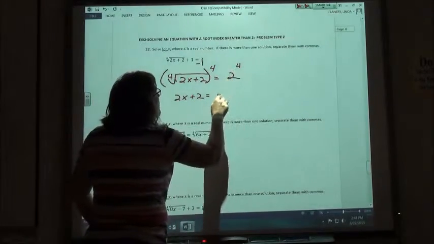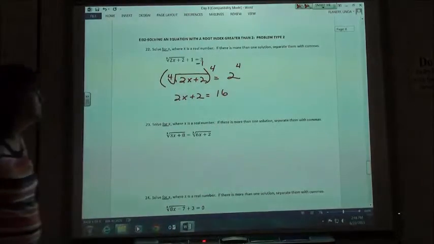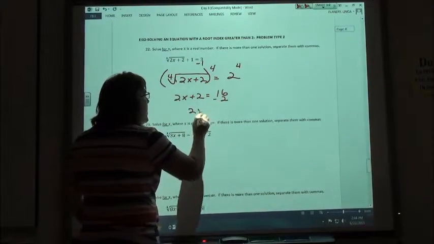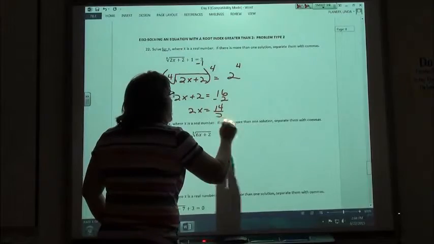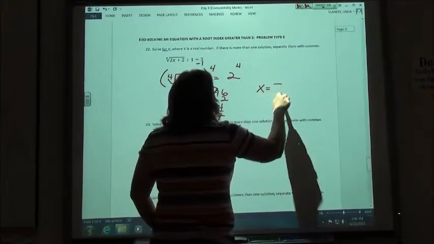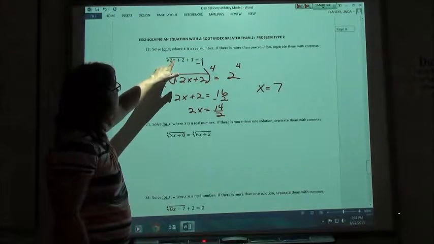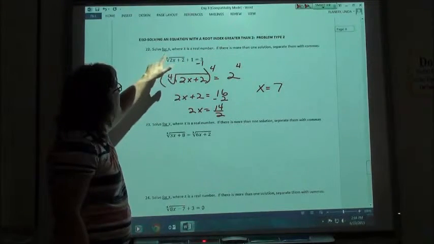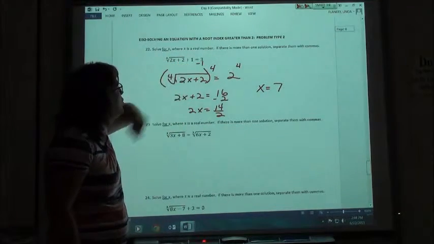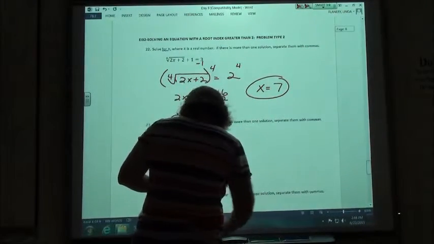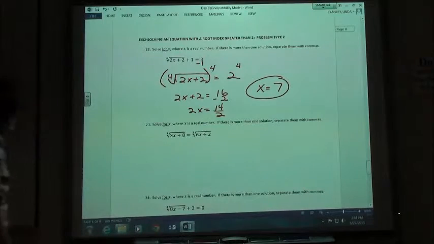Over here, 2 to the fourth is 16. So I'm going to subtract my 2. 2x equals 14, and divide by 2, x equals 7. So 2 times 7 is 14, 14 plus 2 is 16, the fourth root of 16 is 2, and 2 plus 1 is 3. So that is going to check out. I get an answer of 7.